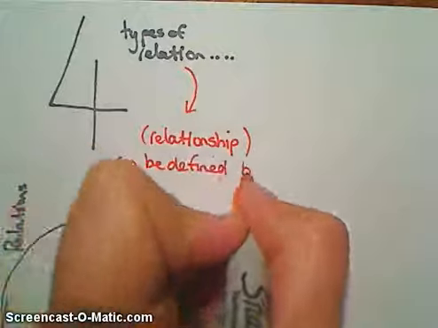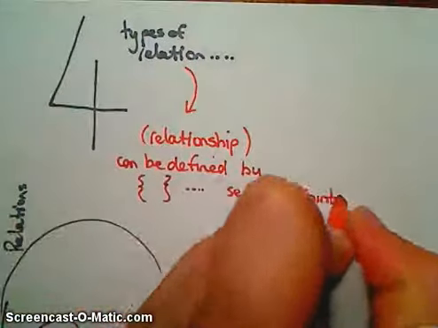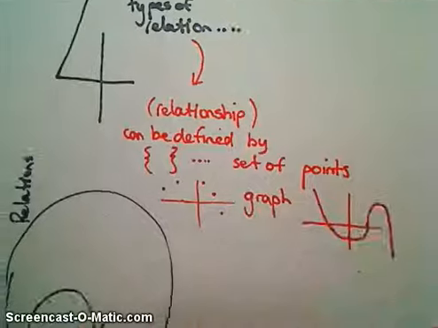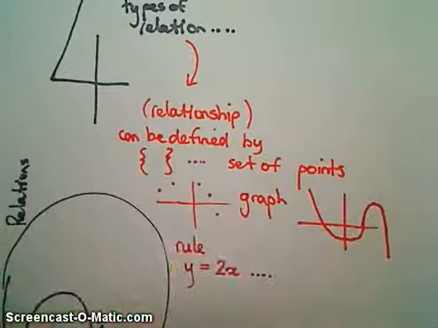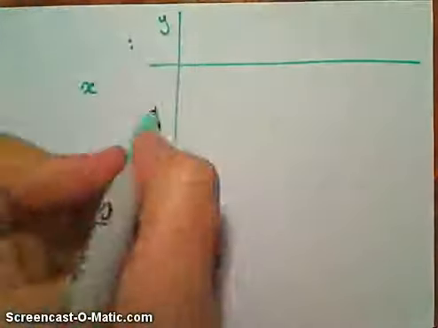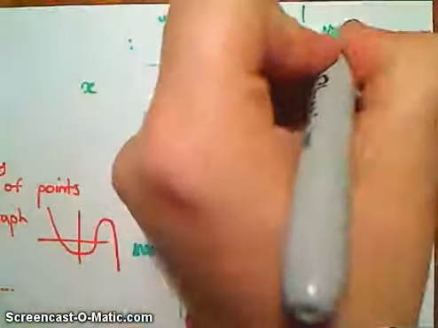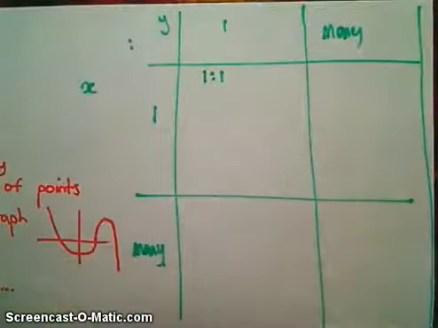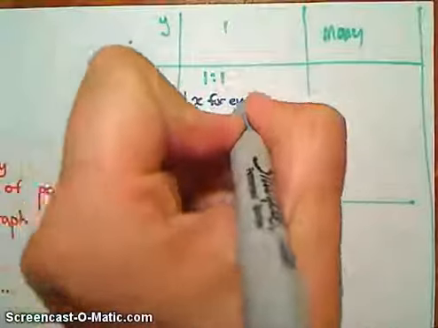Basically, it's a relationship, and those relationships can be described in 3 ways, either as a set of points using set notation, some sort of graph, or maybe by using a rule. So there are 4 types. I'm going to describe those 4 types in way of a graph. So we've got here x's and y's, and we're going to look at how the different types of relations can be described as a relation of how many x's for how many y's.